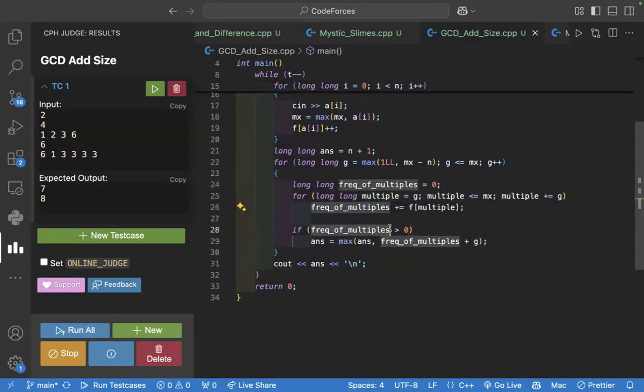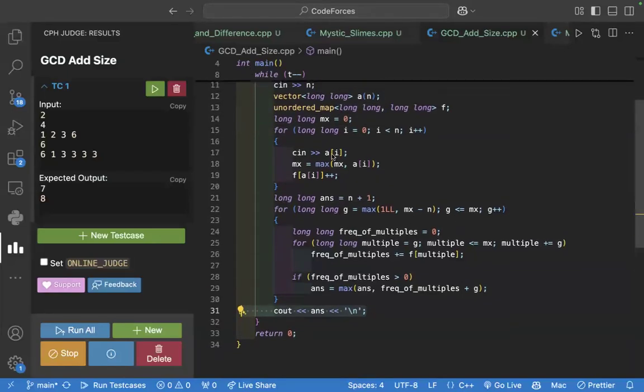Now, if this frequency of multiples that I figured out is greater than 0, then that means, yes, my answer can be made better. I can say that the answer turns out to be max of answer, comma, frequency of multiples plus G. So basically, this is the FB value that I have. And then I print the answer outside. So this gets possible solutions for every G value. Is this clear, guys? Any problem in this?